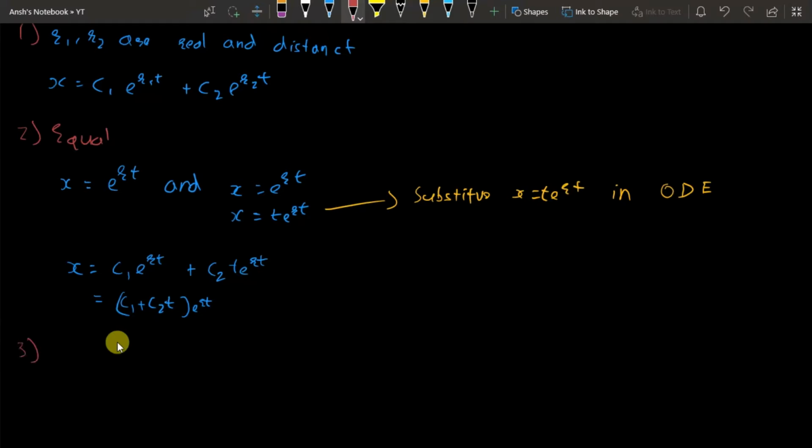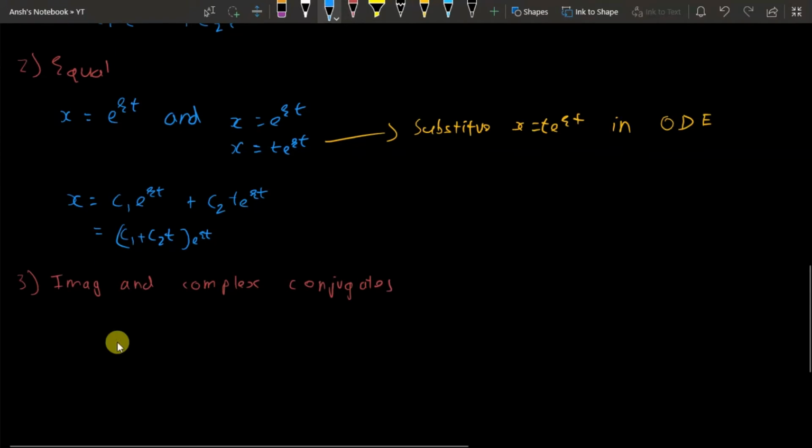And then the third case is that the roots are imaginary, and as we mentioned, whenever they are imaginary, they are also complex conjugates of each other. So say the roots of the equation are r1 equal to a plus ib and r2 equal to a minus ib.